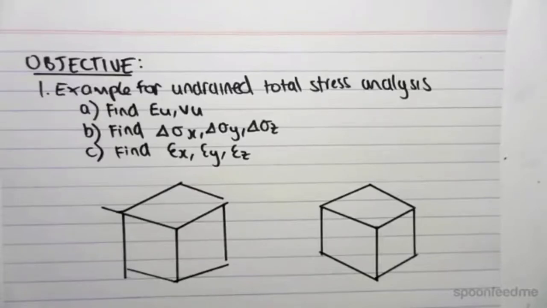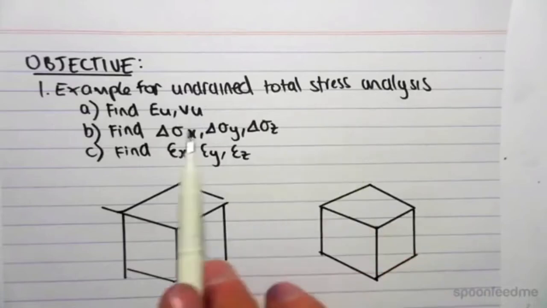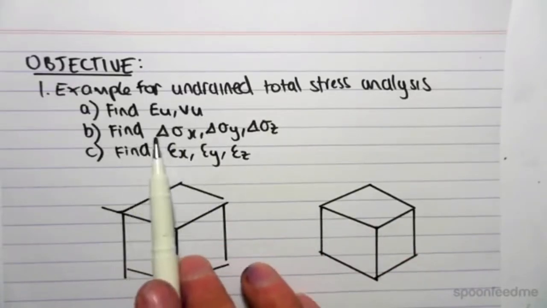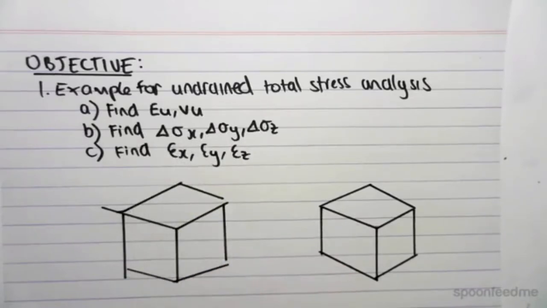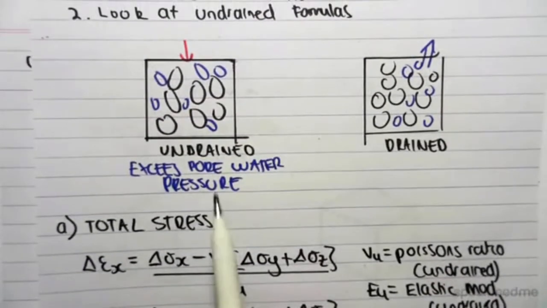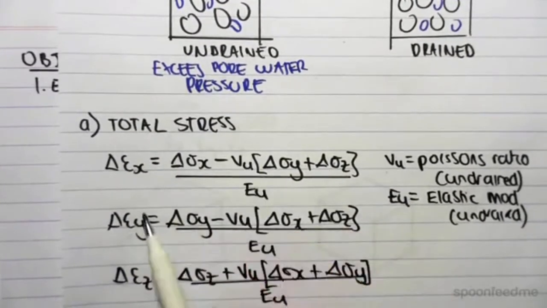Guys, the objective of this video is to do an example for an undrained total stress analysis case. We do that by finding E subscript U, V subscript U. We then find the change in stress in the X, Y, and Z direction, and then we can find the strains in the X, Y, and Z direction. So just to provide some context, the question we're doing is for an undrained case, and we're just looking at a total stress analysis. That was the part A.